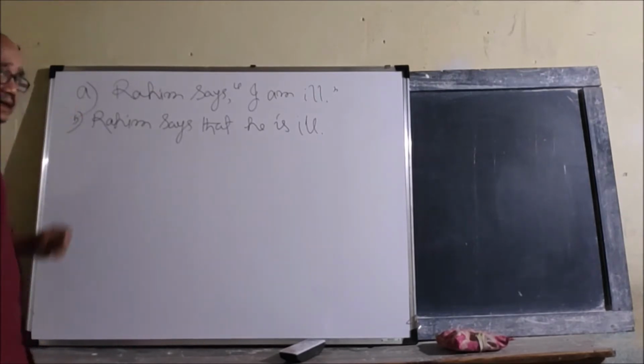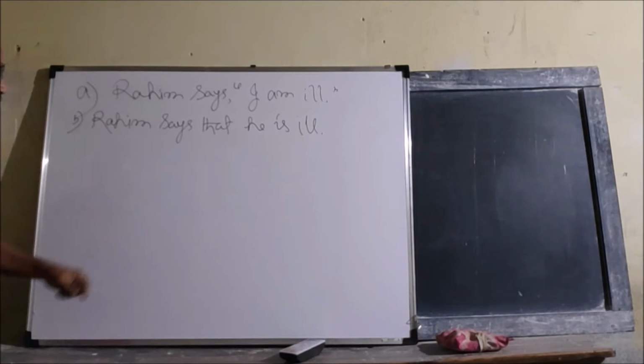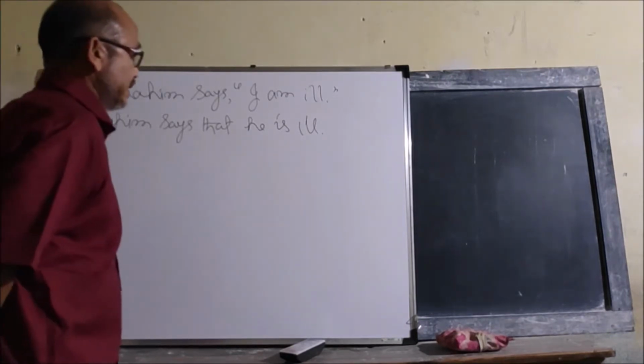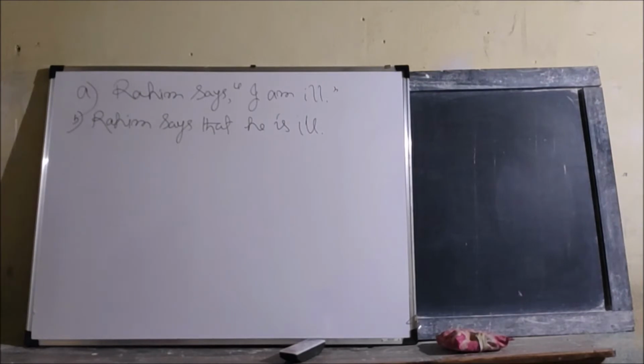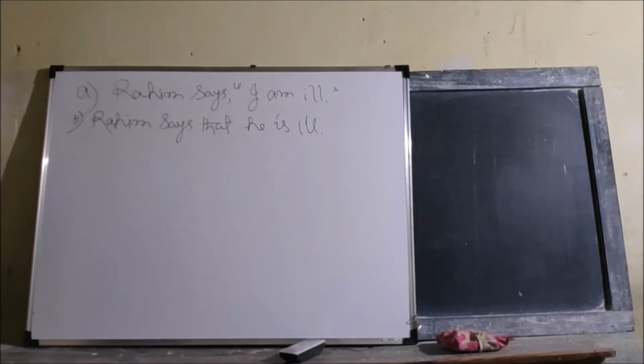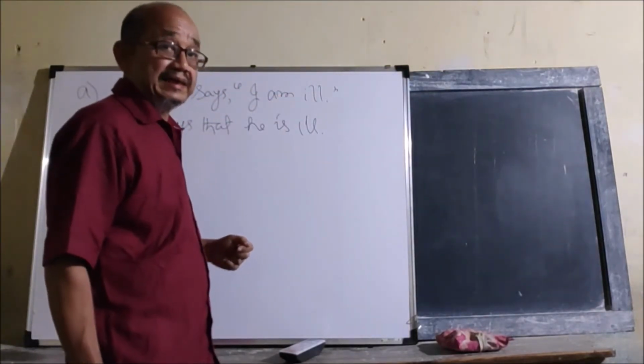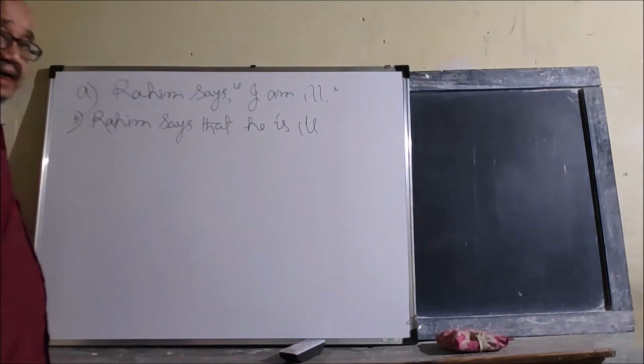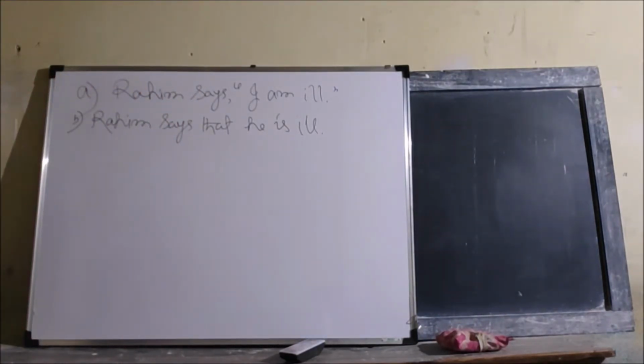Now, here in sentence A, the subject Rohim expresses his statement in his own language directly, so it is called the direct narration. Rohim expresses his statement, "I am ill," directly, so sentence A is called the direct narration.